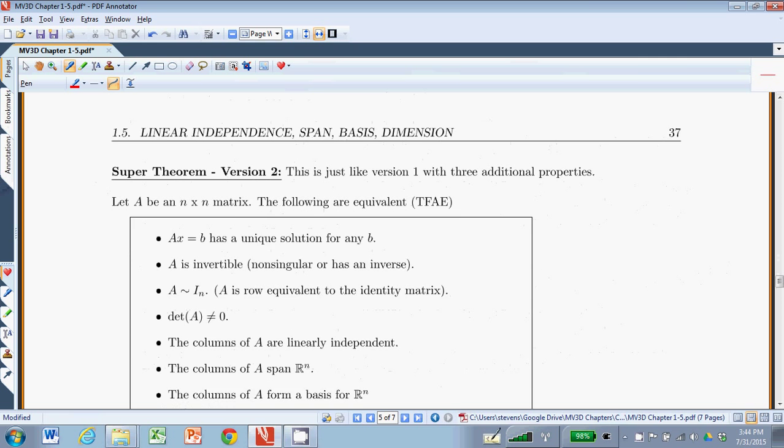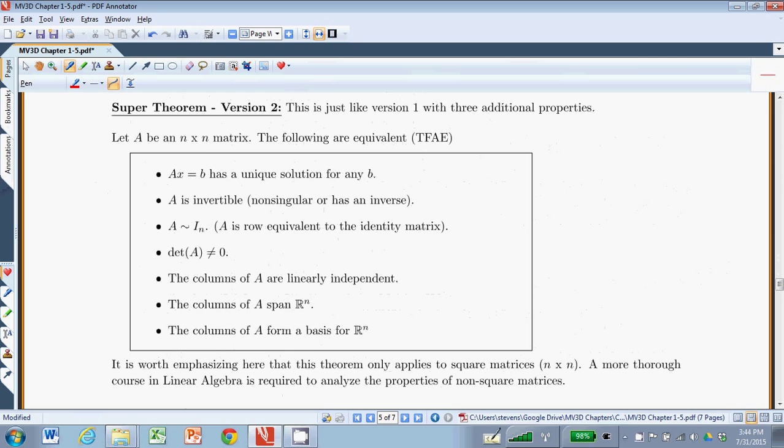All right, so that brings us to our super theorem version 2. Super theorem version 1 had these first 4 to begin with. So all we do is get a few more treats in here. The following are equivalent. We'll start off with the determinant of A not being 0. But if you get any of these, you get all of them. That's what we mean by the following are equivalent.